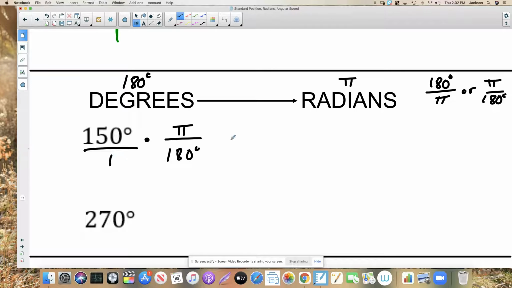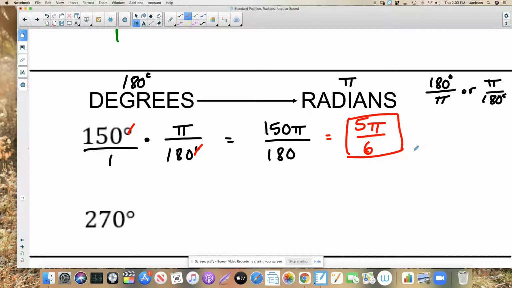And then we put this over 1. We multiply straight across. We won't take any shortcuts here. We get 150 pi over 180. And these degree symbols, these are our units that cancel. Now, this is radians, but like we've mentioned previously, we don't actually write radians. Anytime we see pi included in anything that has to do with angles, we just assume that it's in radians, right? And 150 and 180, those are both divisible by 30. We would get 5 pi over 6. Okay. And again, this is radians, right? But we don't have to write it as such. We can just say 5 pi over 6.